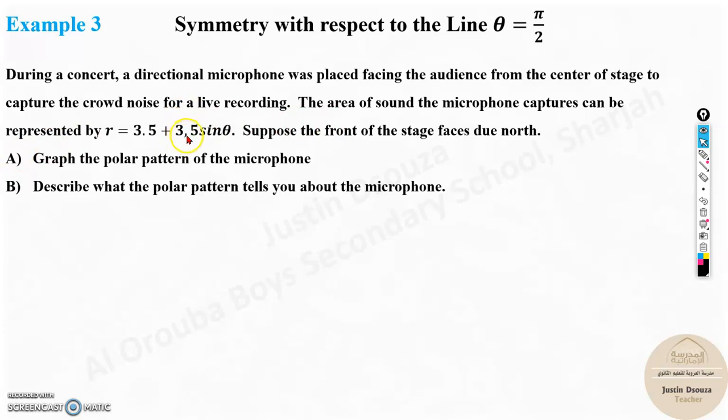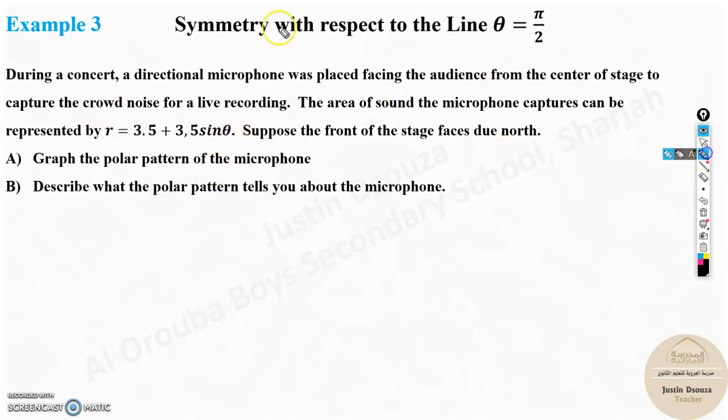I'm sorry, this is 0.5 sine theta. Suppose the front of the stage faces due north. Graph the polar pattern of the microphone and describe what the polar pattern tells you about the microphone. Now, what it says is we need to graph this equation basically.